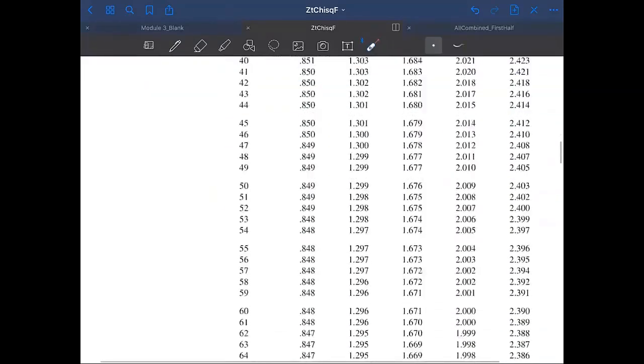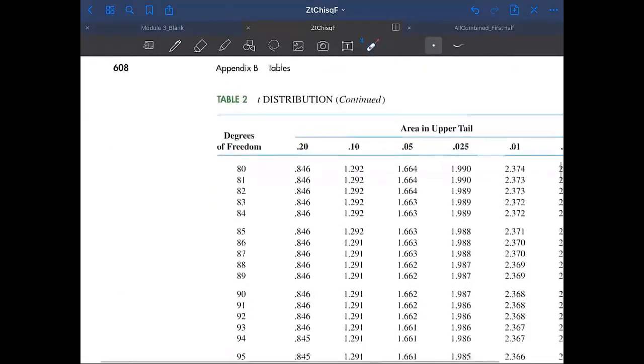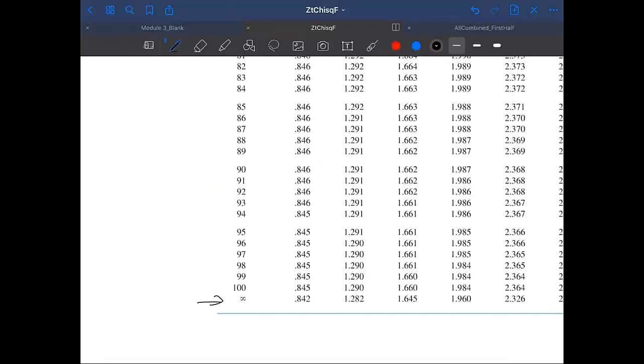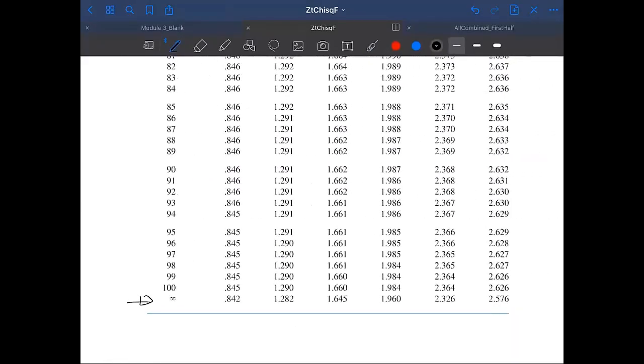If you go down this table, what is the last degrees of freedom you have? What is the last degrees of freedom you have? That's infinity, right? So whenever the degrees of freedom is more than 100, you're going to use this row. I want you to take a closer look at the numbers here.